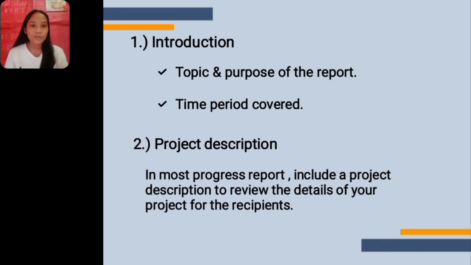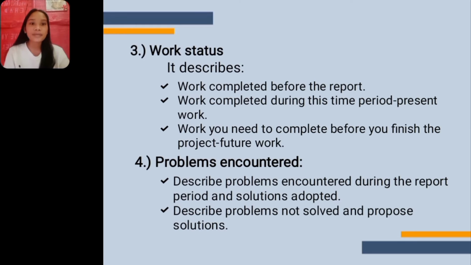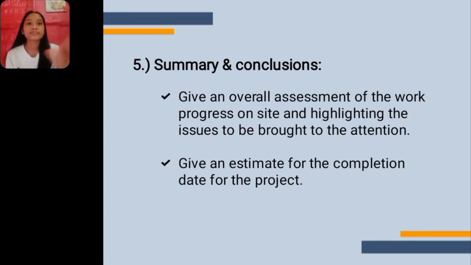Then the project description. In most progress reports, include a project description to review the details of your project for the recipients. Then work status. It describes work completed before the report, work completed during this time period, present work, and work you need to complete before you finish the project, future work. And problems encountered. Describe problems encountered during the report period and solutions adopted. Then describe problems not solved and propose solutions.